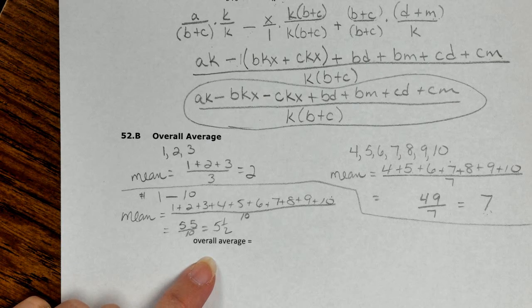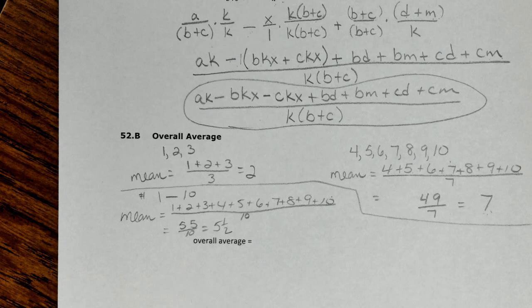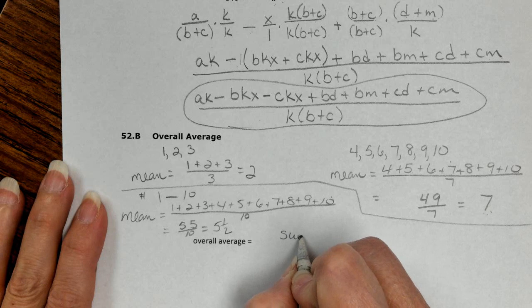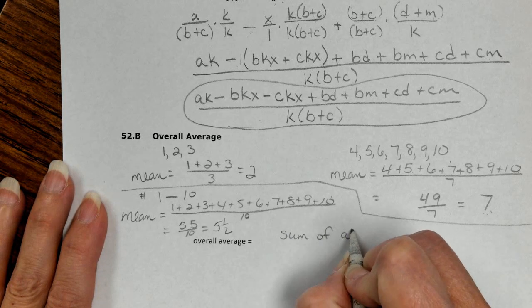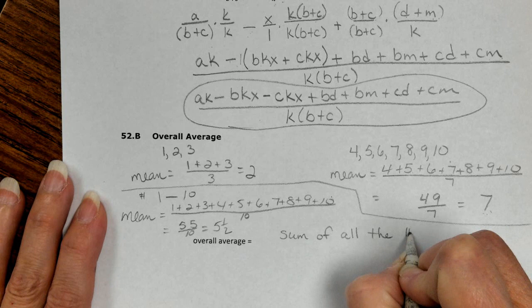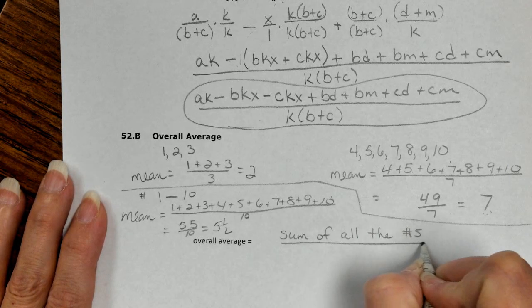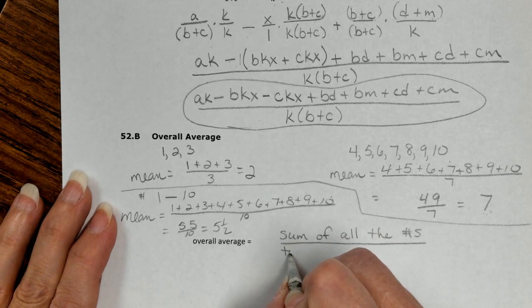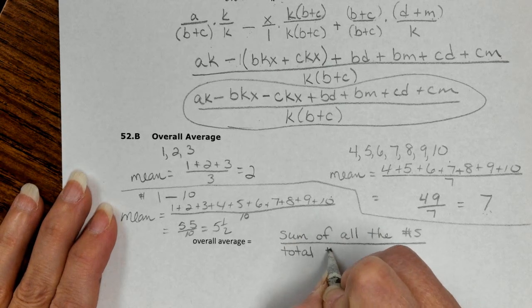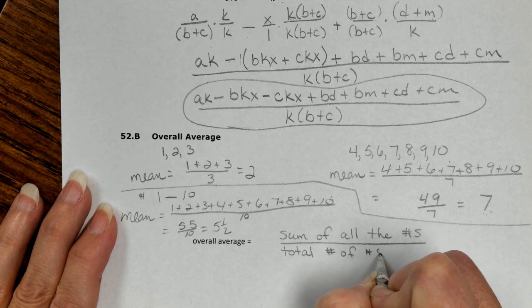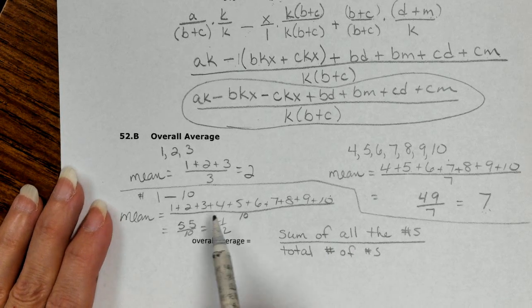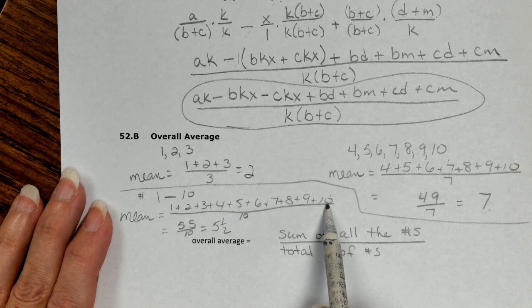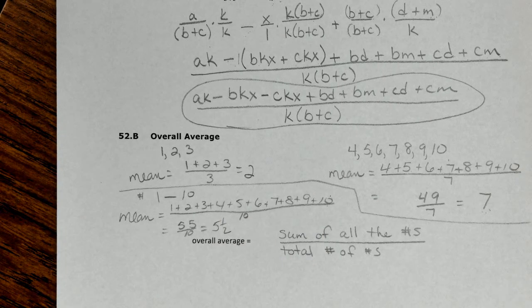When you're doing the overall average, you need to take the total of all of the numbers, the sum of all the numbers, divided by the total number of numbers. Okay, you would need to do it this way, adding all of them together as one group and then dividing by how many there are total.